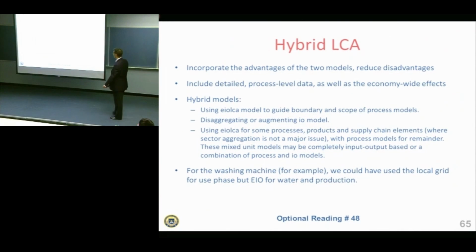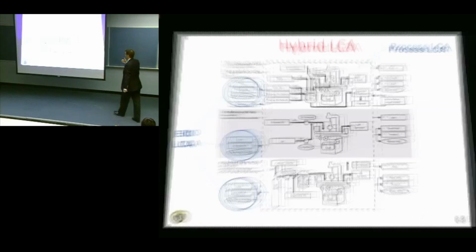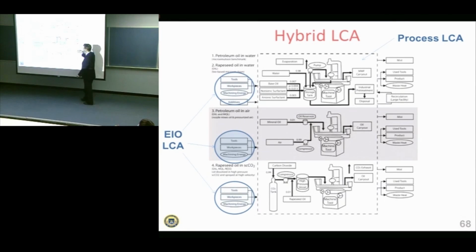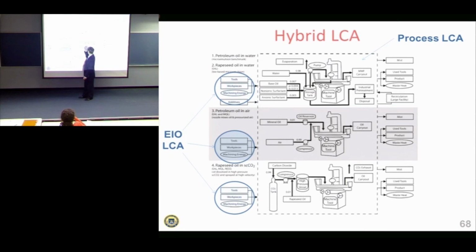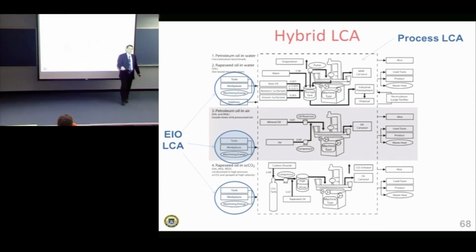Okay, so I want to end with this idea of hybrid LCA. This is the complementarity of the process-based approach and the top-down approach, let's say the bottom-up and the top-down approach. Now, let's give you a visual here. So here's our cutting fluid example again. You remember we left various things out of our process boundary, right? We left tools out. We left work pieces out. We certainly left the machine tool construction out.